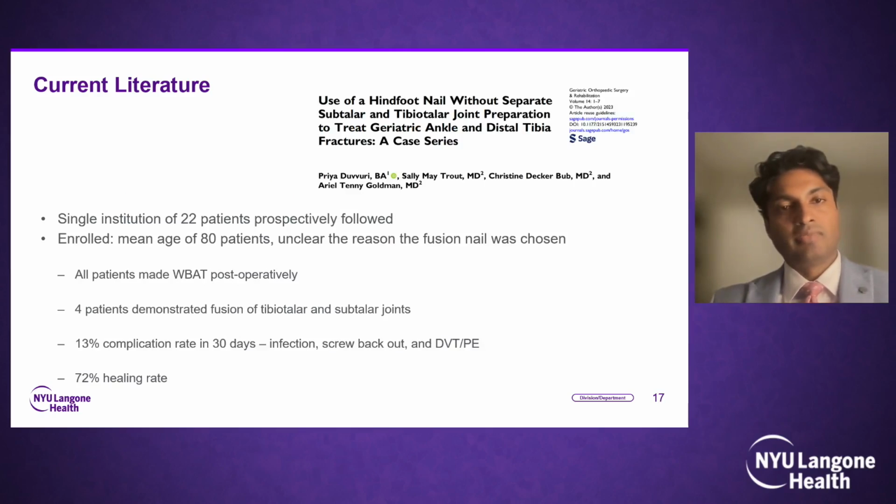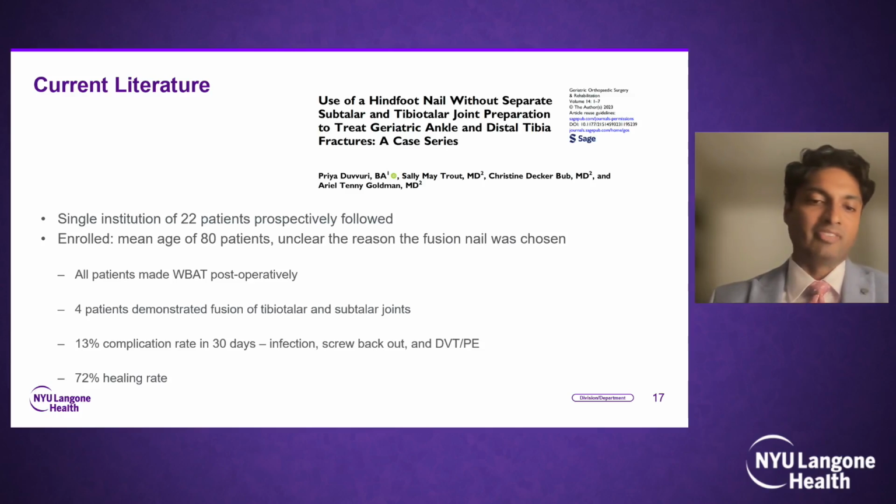Another group study, and these are all going to be limited case series after this one study. 22 patients, unclear why they got the fusion nail and why it was chosen. So there is some inherent selection bias, but all patients were made weight bearing as tolerated postoperatively, and there is a relatively high complication rate. 13% of patients had infection, and some of the screws loosened and backed out. Some patients got DVT-PE. Whether that's related to the implant is probably not likely; it's more of a patient selection issue. But they did show a 72% healing rate. Whether these patients required multiple surgeries in the future for their malunions, I don't think so. I think most patients were relatively close to baseline thereafter.